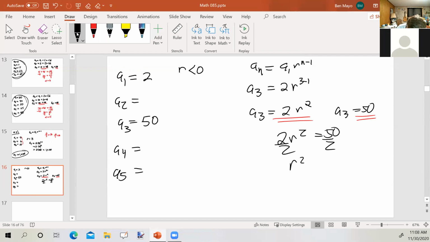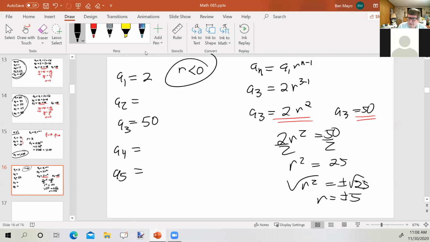Divide by 2, r squared equals 25. Take the square root of both sides, and we get r is plus or minus 5. But wait, they said r is negative, so therefore r equals negative 5. 2 times negative 5 is negative 10, times negative 5 is 50, times negative 5 is negative 250, times negative 5 is positive, what, 1250? So there you have that.